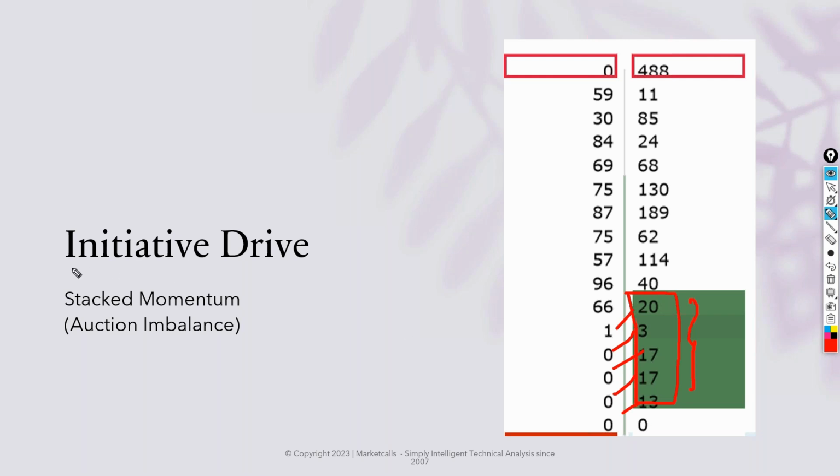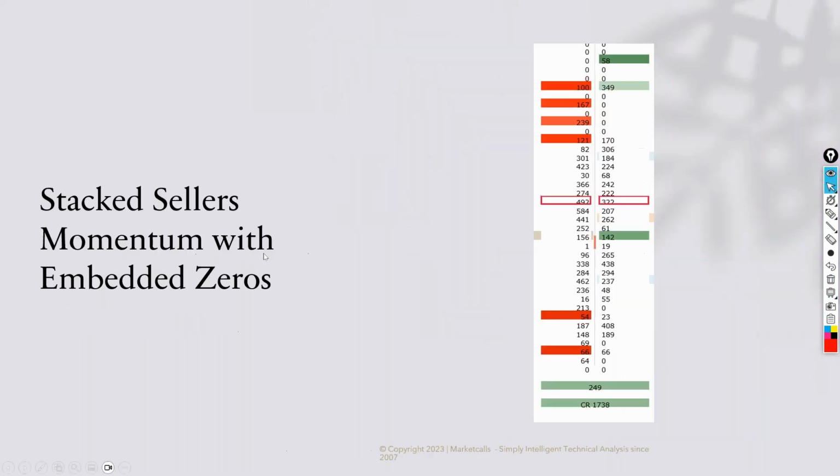Sometimes because of this stacked momentum, we'll be able to identify where the institutional activity is, where the institutions are getting positioned. Sometimes it might be very useful in building smart money positioning strategies. We call it delta positioning strategies. And then sometimes we might even be seeing stacked sellers also, sometimes embedded inside the zero zones. So that is how we identify initiative drive.